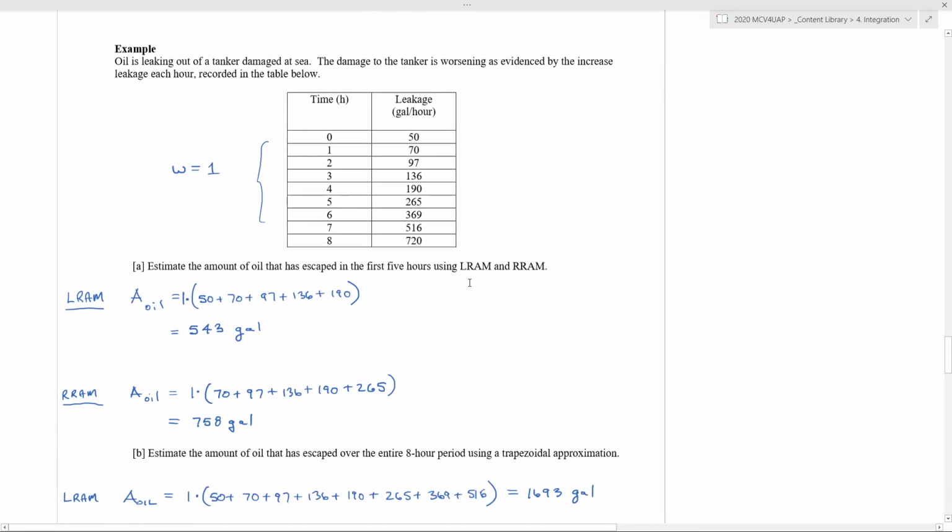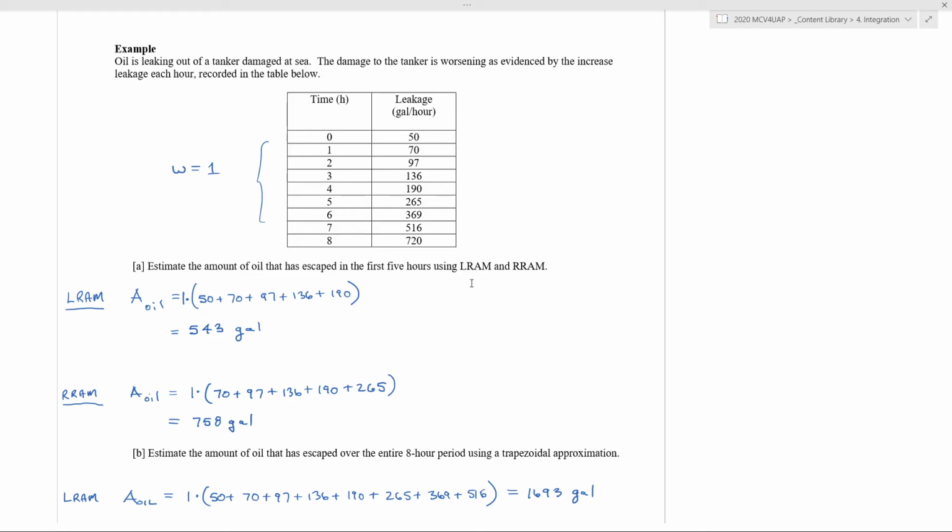Okay, next example. Oil is leaking out of a tanker that's damaged at sea. And the damage to the tanker is worsening as evidenced by the increased leakage each hour. So you can see that we're being given how fast the oil is leaking out after each hour. Originally it's leaking out at 50 gallons per hour, and you see that number is climbing all the way up to the 8th hour where it's leaking at 720 gallons per hour.